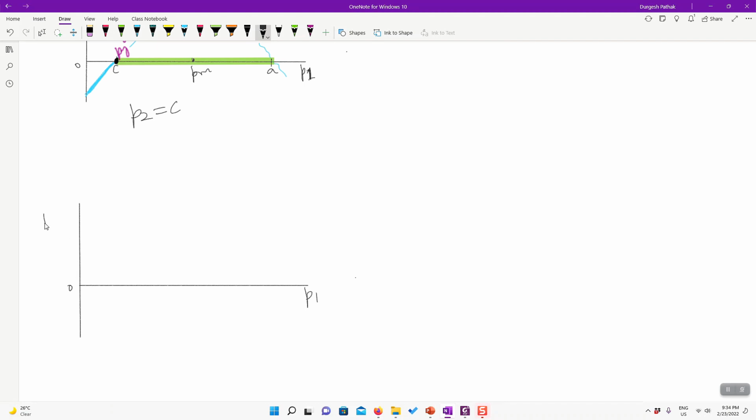P1. So parameters A, C, PM. So now where is my P2? P2 is higher than C. So let's say P2 is here. Okay. And P2 can be more than or less than or equal to PM.